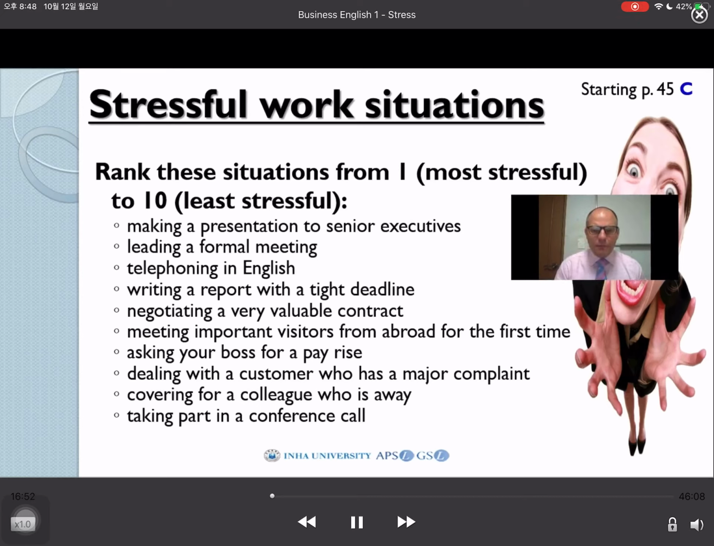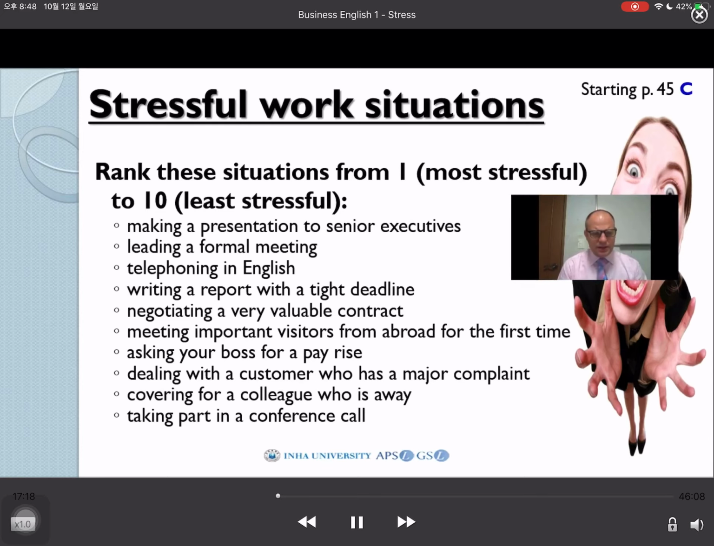Writing a report for deadlines. Lots of people find that very stressful. Not really for me, because I'm usually very well prepared, and I'm usually finished quite a long time before my deadline's due. So I don't find that stressful because I reduce the stress by planning well.